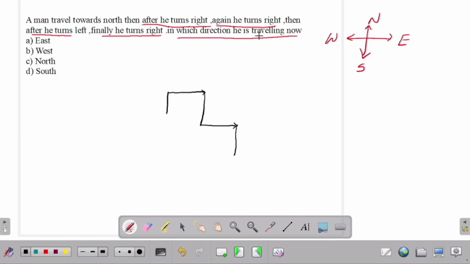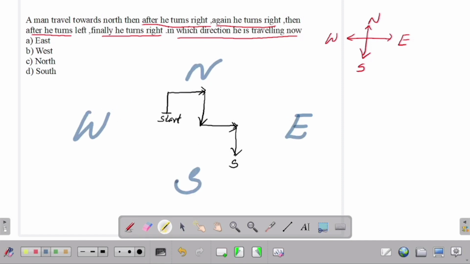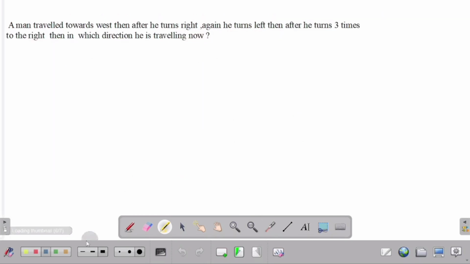Now in which direction is he traveling? He is traveling in the south direction, yes. So the final answer is south. These are the arrow marks indicating the path. This is the starting position, and finally he is in the south direction. For your clarity, this is east, this is west, this is north and this is south. So option D is the correct answer. Are you able to understand clearly? Okay, moving to the next question.